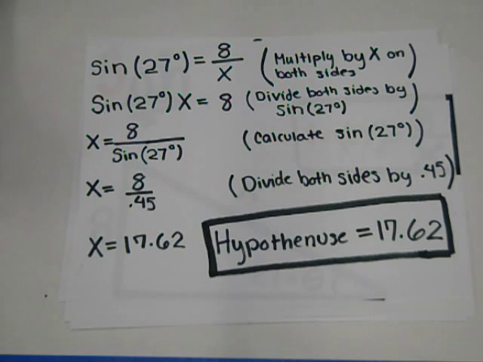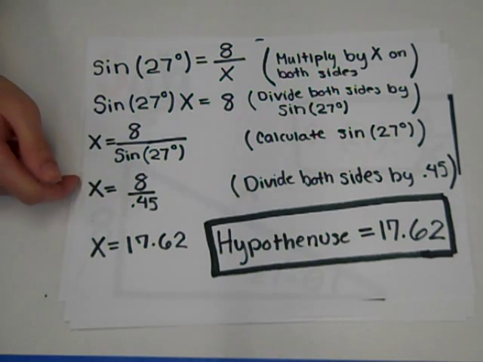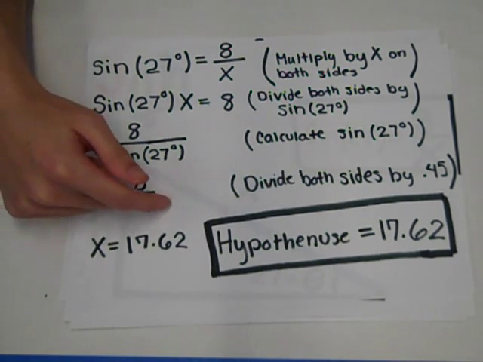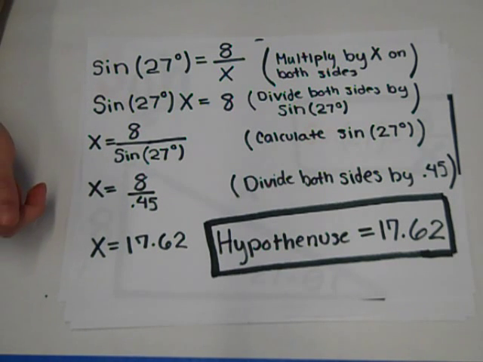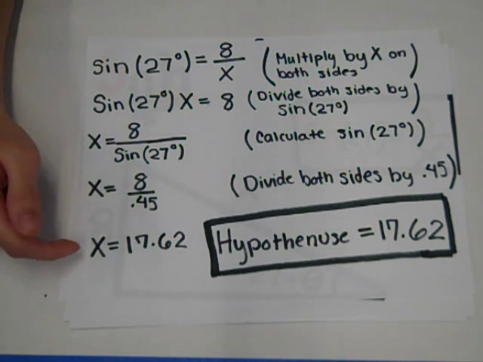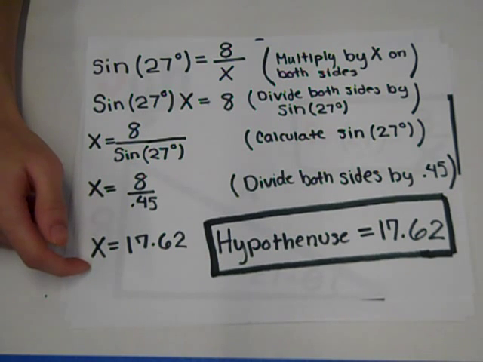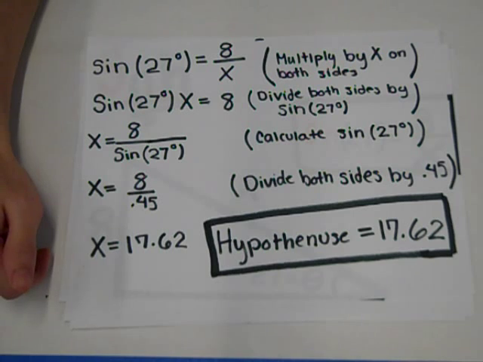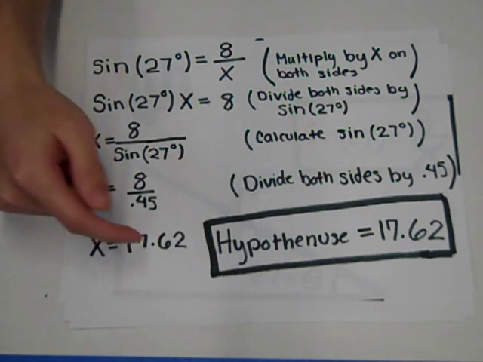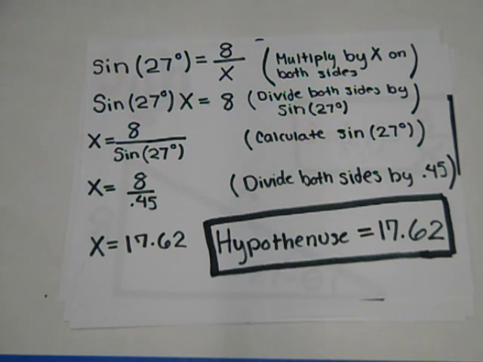Then you divide both sides by sine of 27 degrees and you calculate the value for sine of 27 degrees. This will leave you with x is equal to 8 over 0.45. Next, you divide 8 by 0.45. After that, you find x is equal to 17.62. To conclude, we have found the unknown side length to be approximately 17.62.